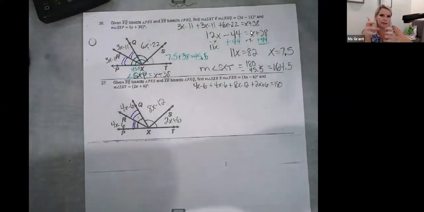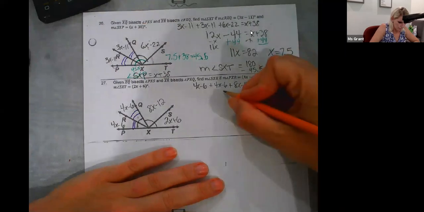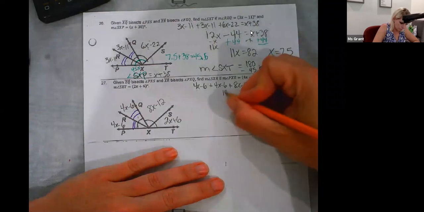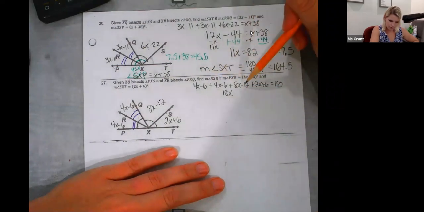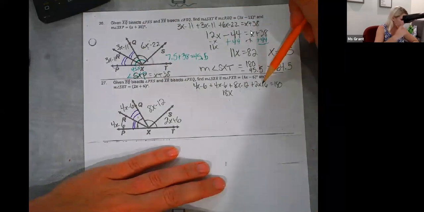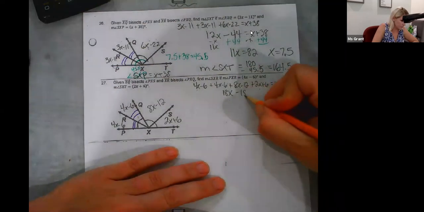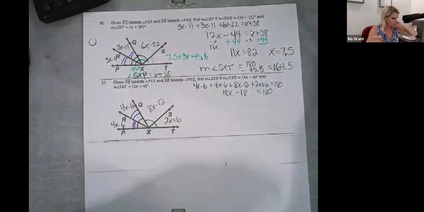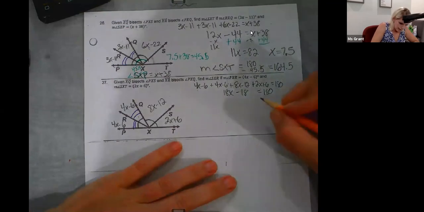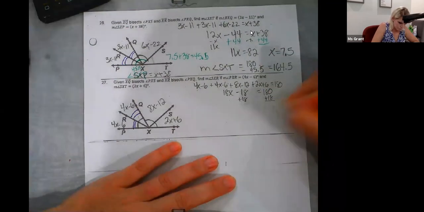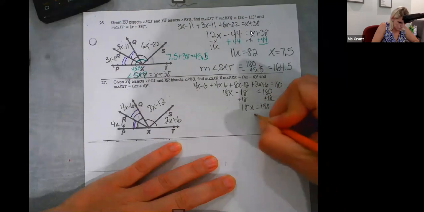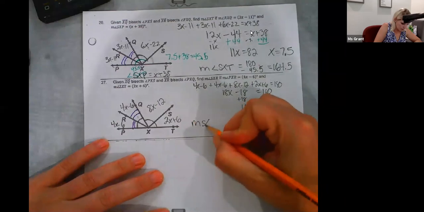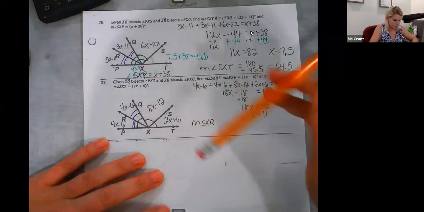Combine my terms, everything together. Ready? 4 plus 4 plus 8 plus 2 is 18x. Negative 6, negative 12, plus 6 is minus 18, equals 180. Add 18. X equals 11.